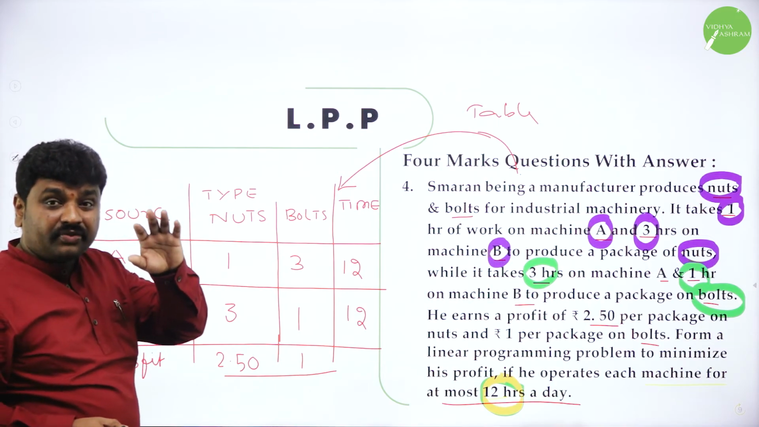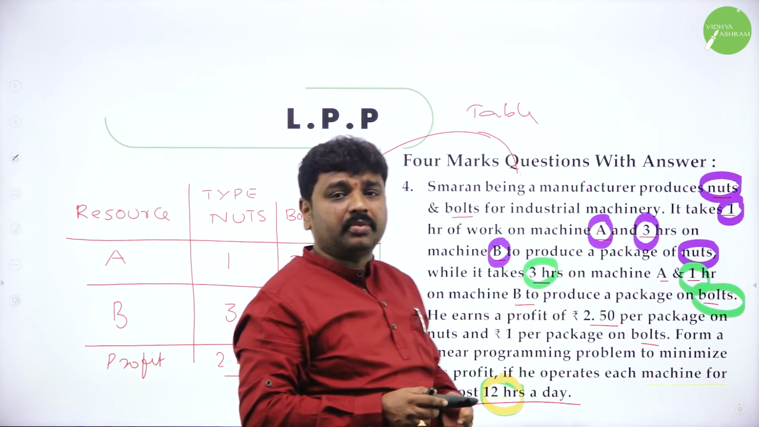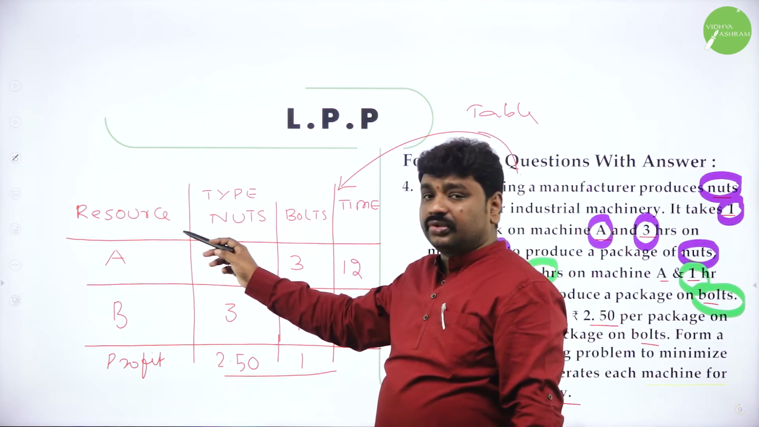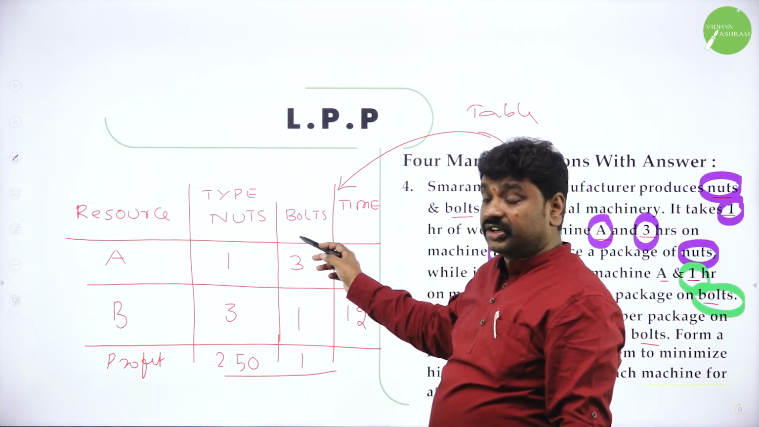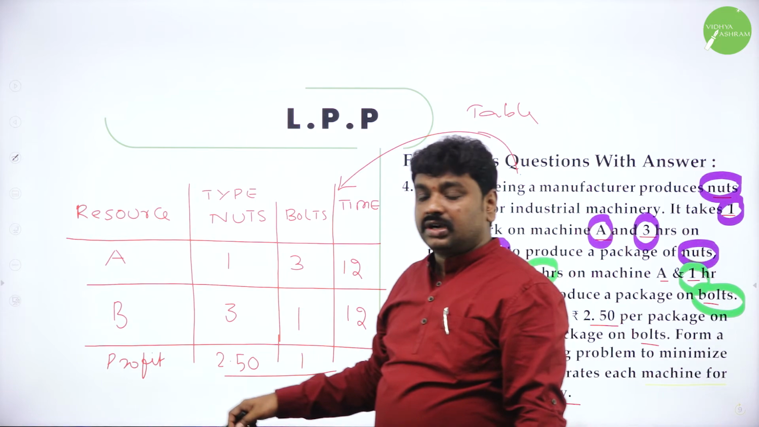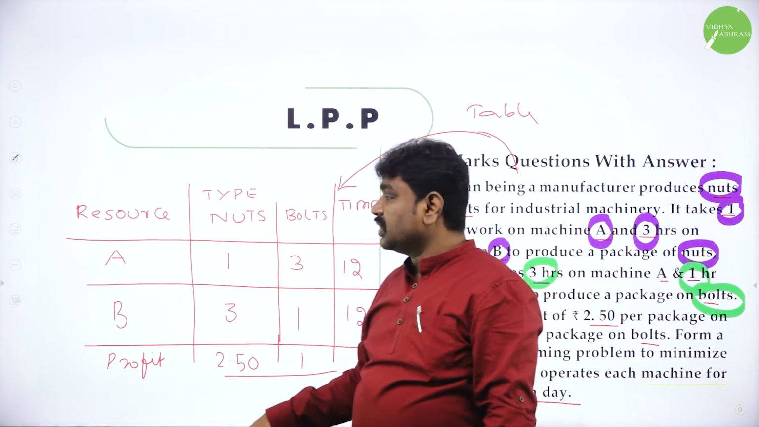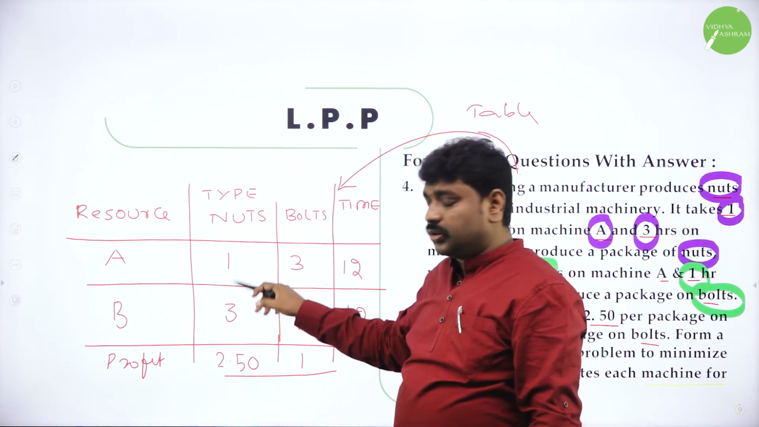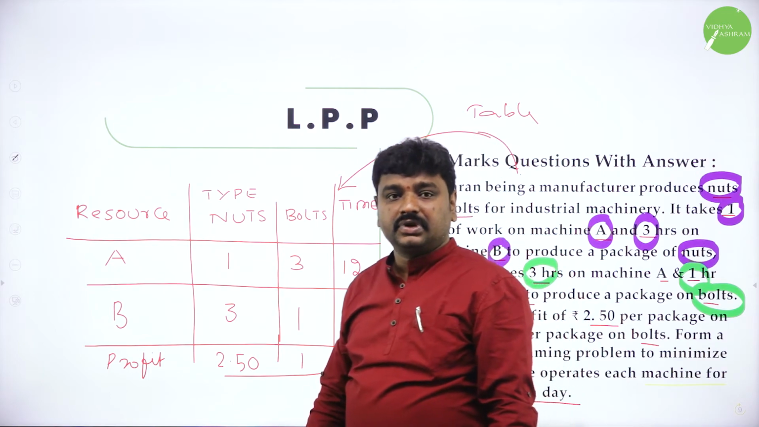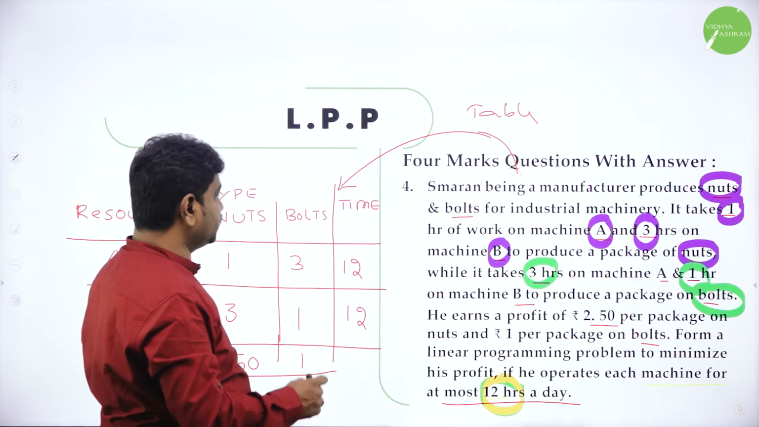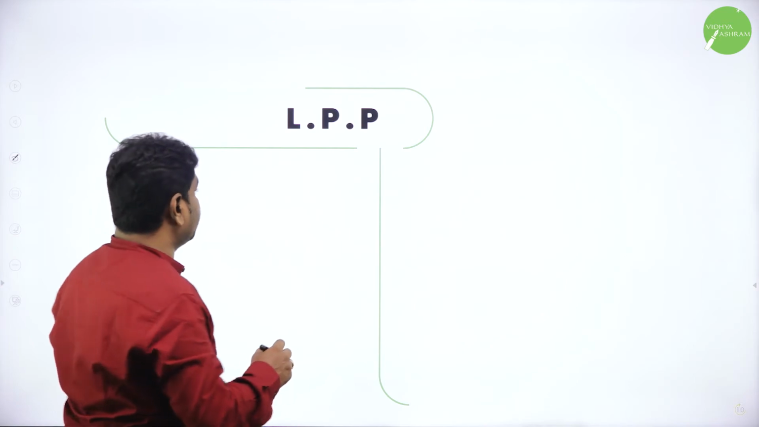So for any manufacturing problem, make three columns: one is resource, the other is type of goods, nuts and bolts, and the other is the time constant. The resources are A and B, and nuts and bolts are what you are producing. Now, how to solve? First assume.